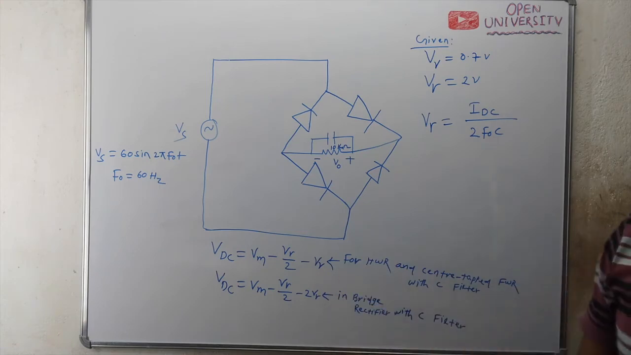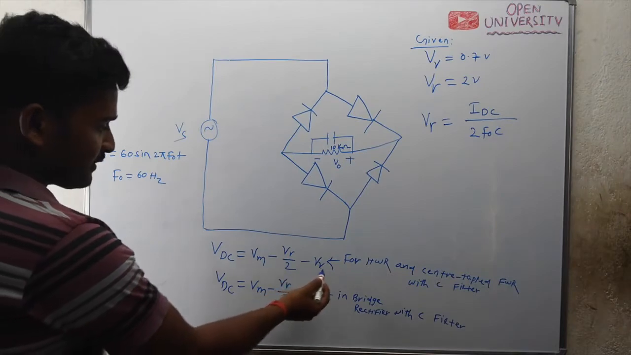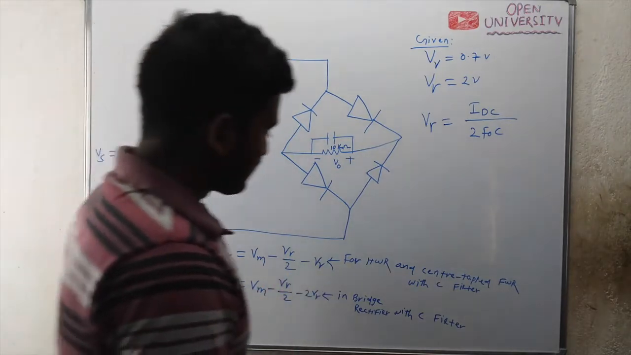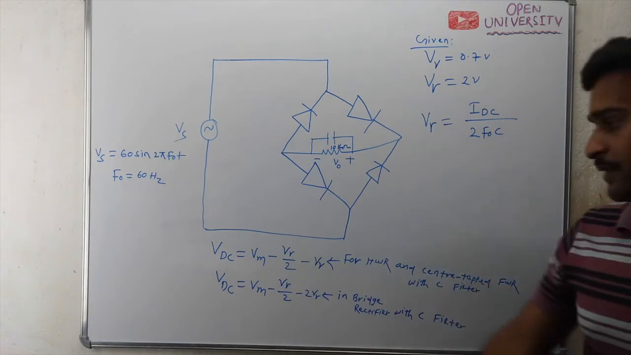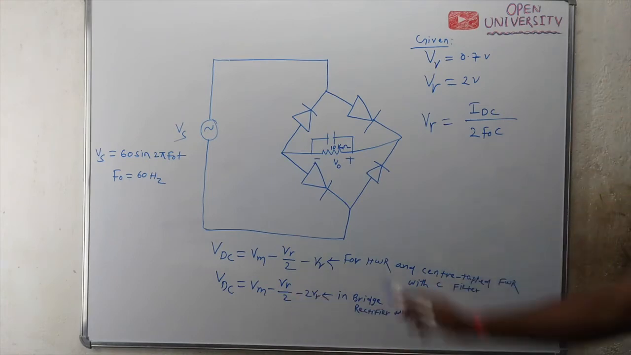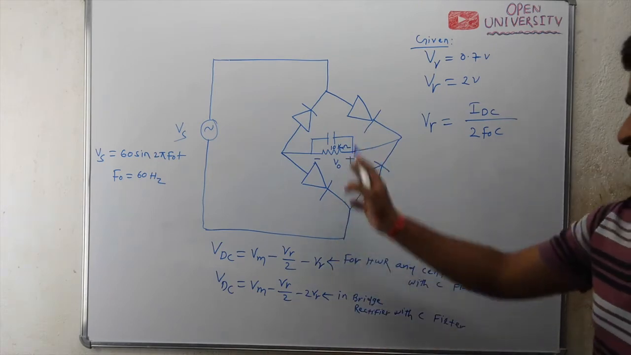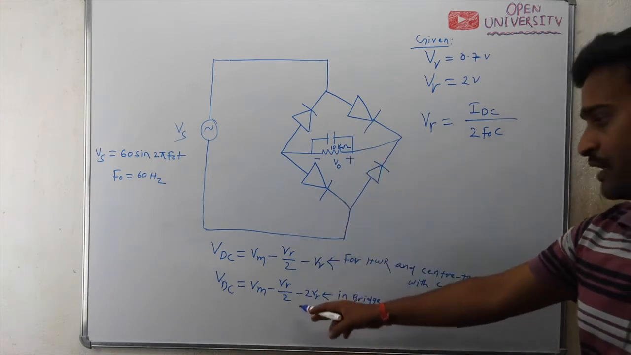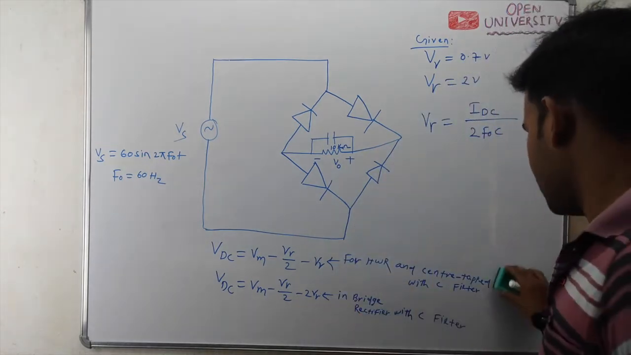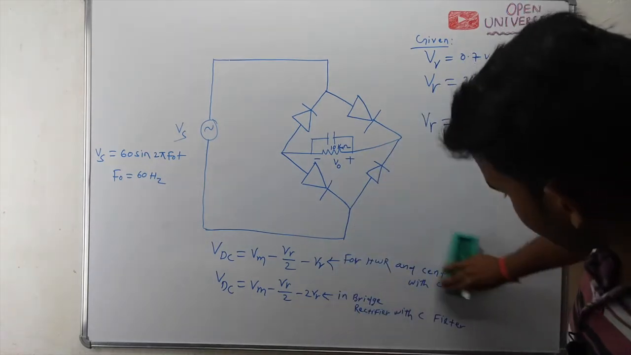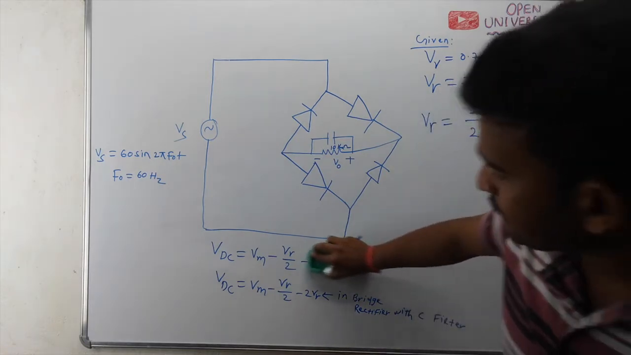Remember this formula for bridge rectifier, and this formula for half wave rectifier and full wave rectifier, particularly center tap full wave rectifier. Remember these two formulas. Now, in the case of bridge rectifier with capacitor filter, we can use this formula. Use this formula now. My interest is to find the value of IDC.